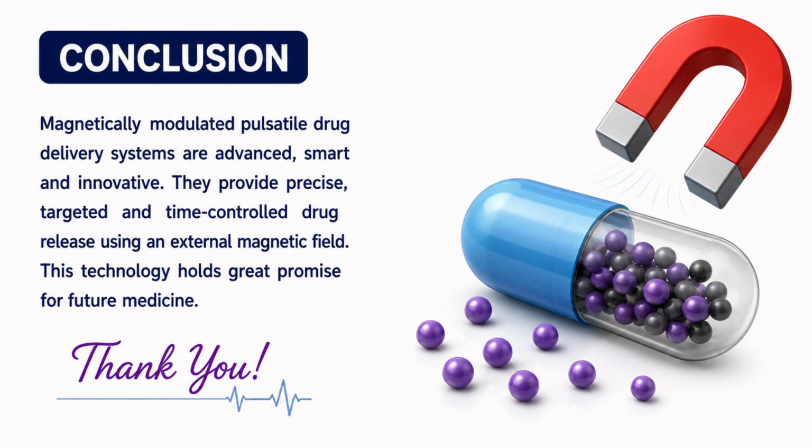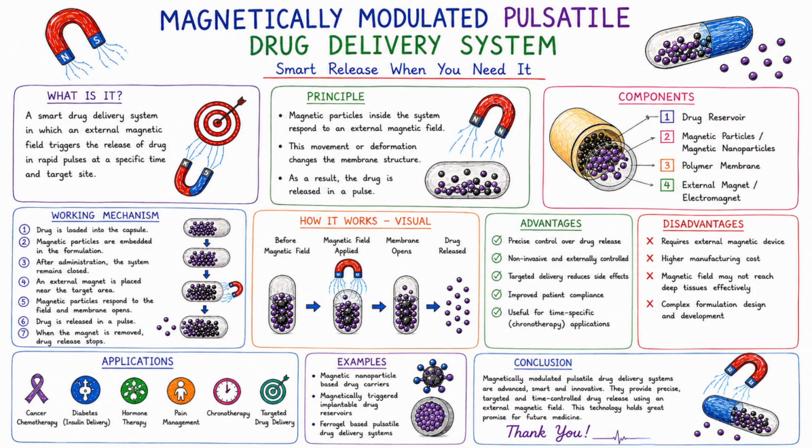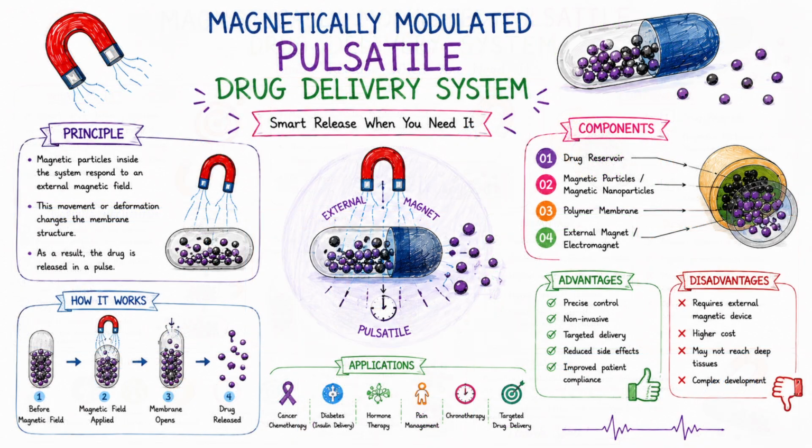So now let's prepare a small handwritten brochure. Students take an A3 white chart, write the title at the top using colorful sketch pens, and draw one large magnet on the left and one small capsule on the right. In the middle, draw a simple capsule with magnetic particles below that. Make only 3 headings: what is it, principle, and how it works.